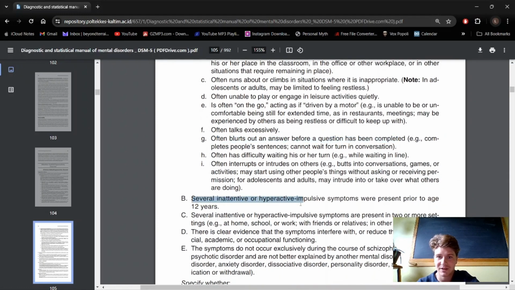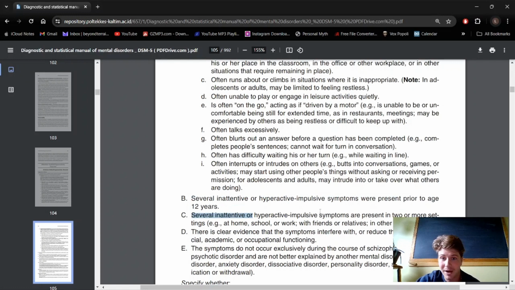So, several inattentive or hyperactive impulsive symptoms were present prior to age 12. That's important. They need to trace it back to age 12. And this is new to the DSM-5 because it used to go back, I think, to age 7. So you had to trace it back much further. They actually made it easier to give this diagnosis because all you've got to do is remember what you were like when you were 12 years old versus when you were 6 or 7 years old. So it was easier to give this diagnosis out to individuals.